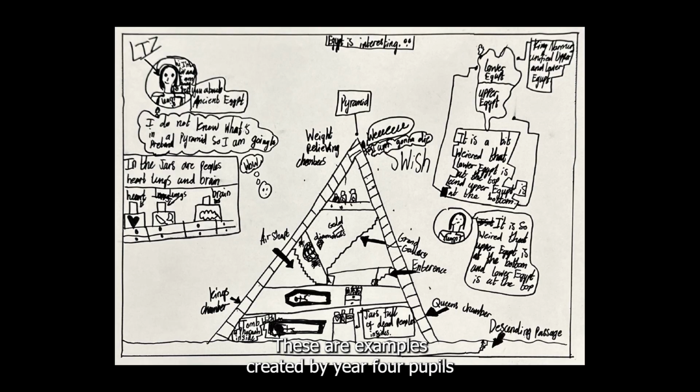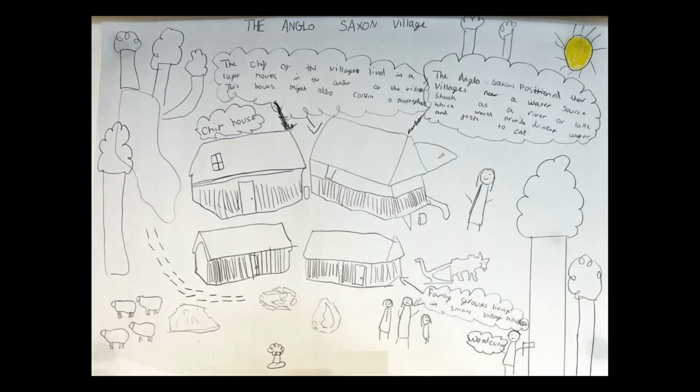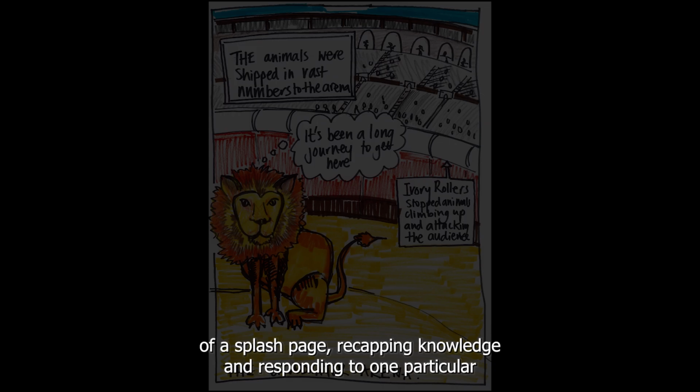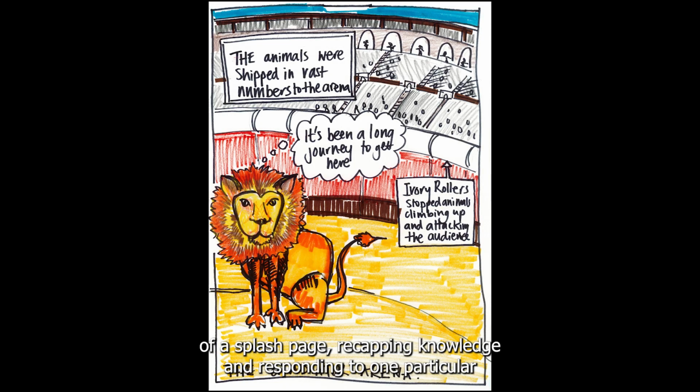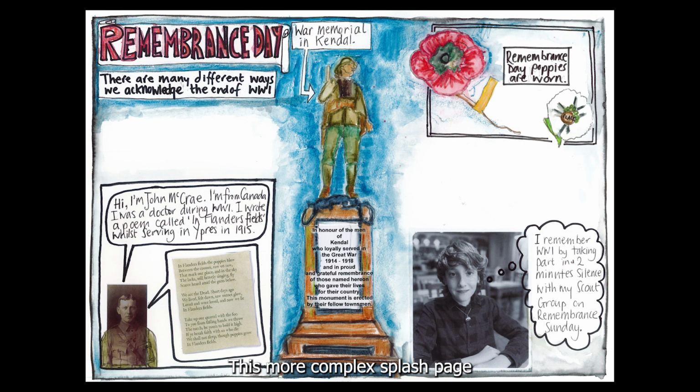These are examples created by Year 4 pupils summarising their knowledge on Egyptians, Greeks, or Anglo-Saxons. Here is an example of a splash page, recapping knowledge and responding to one particular subject area, picking out fun facts. This more complex splash page is themed on Remembrance Day.